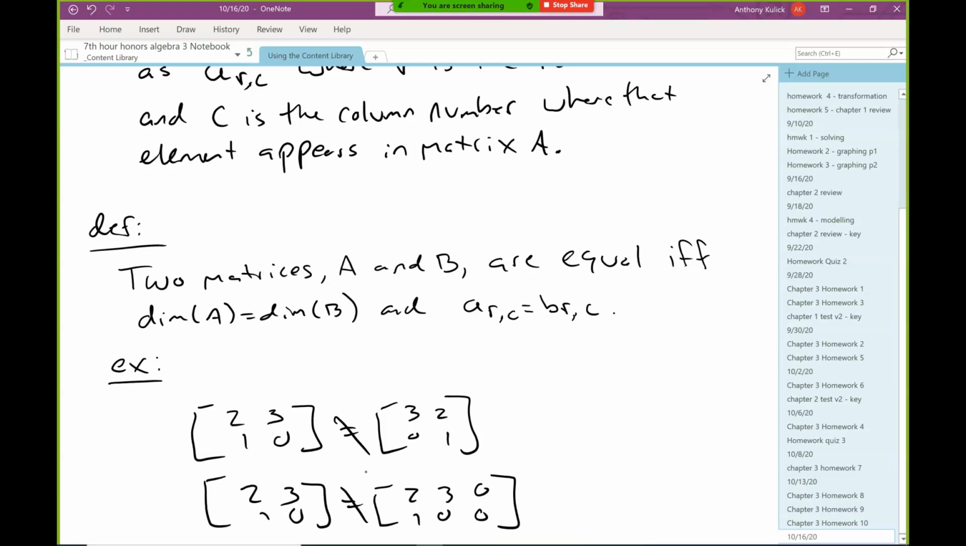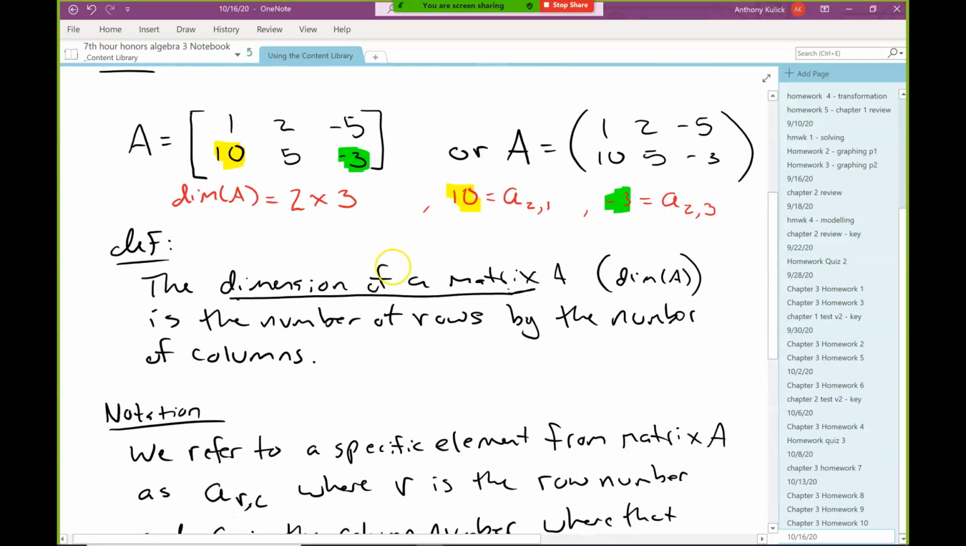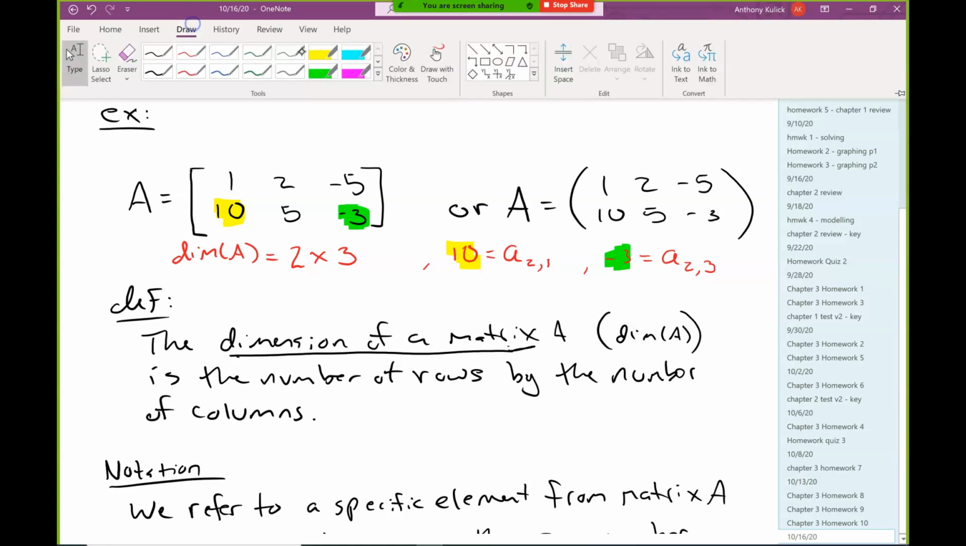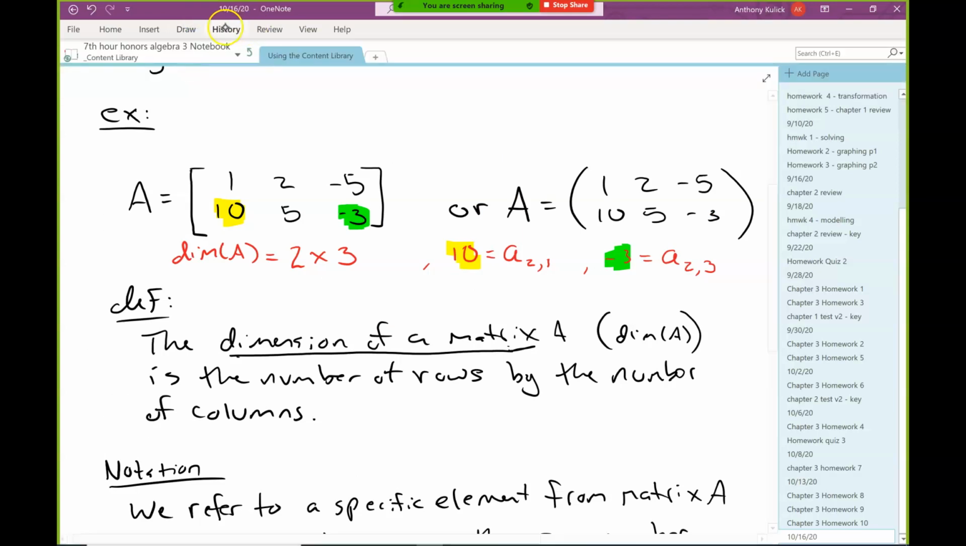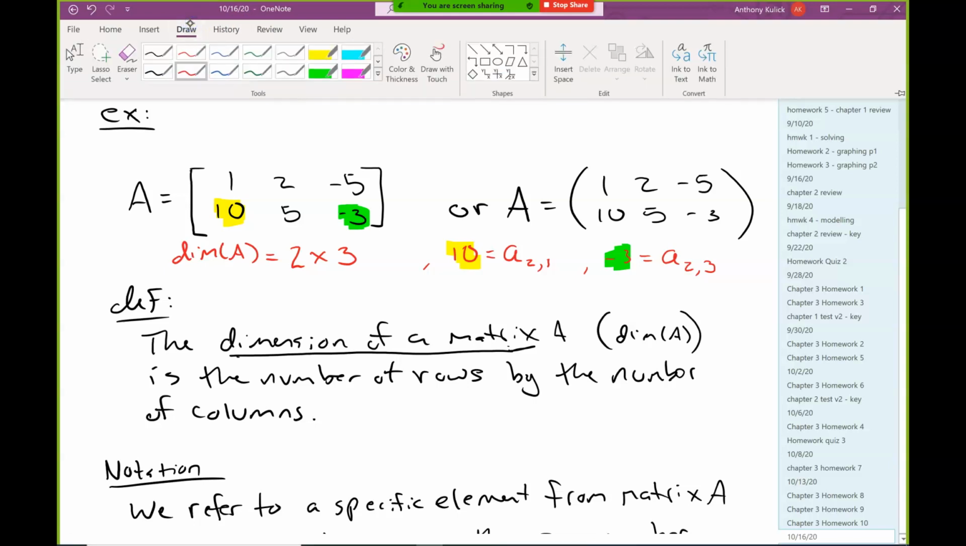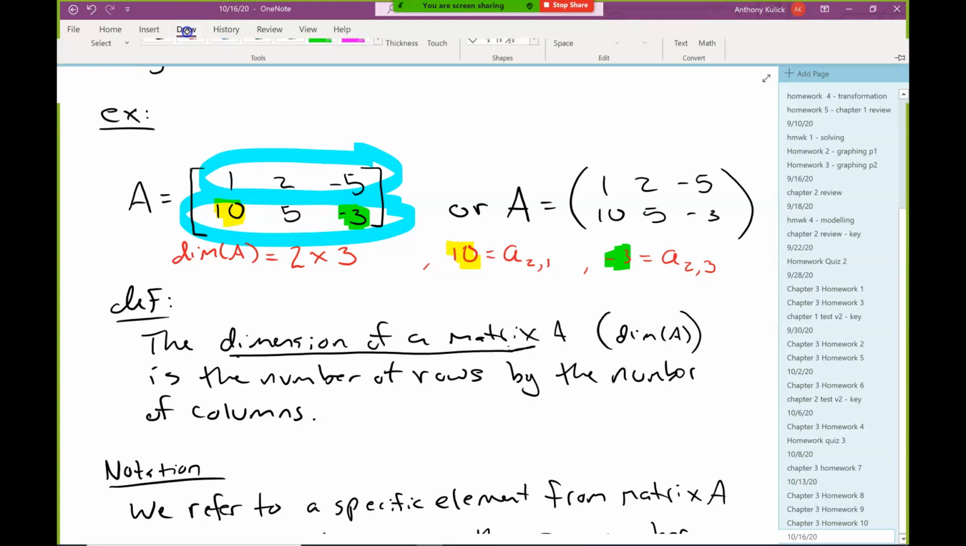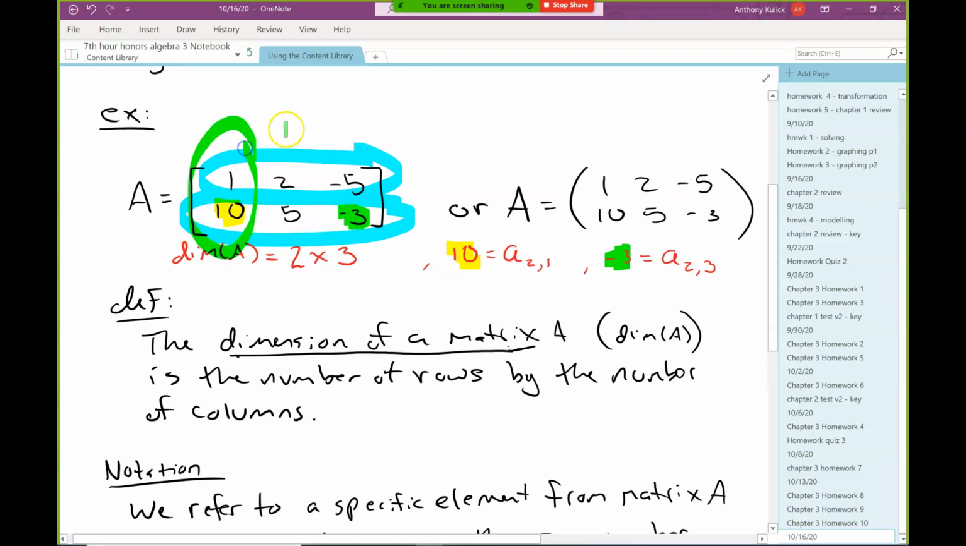Example about how is 10 equal to A21, because if the rows go right to left, wouldn't it be the opposite? When we say the rows go right to left, we're saying this is one row, this is the second row, and the columns go up and down. So that's row 2 that the 10 is in, correct? Yeah. And the columns go up and down, so that's column 1, column 2, column 3. Okay. Thank you.